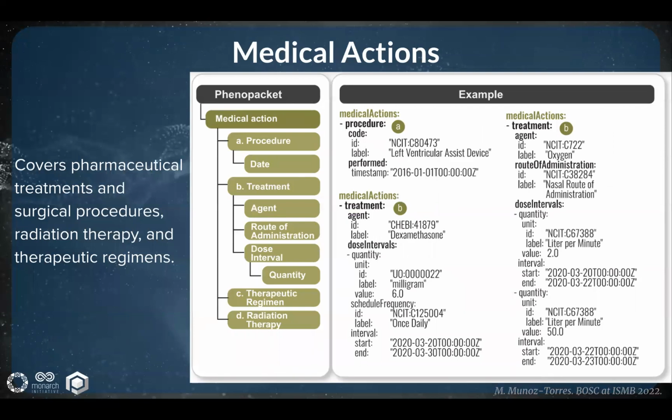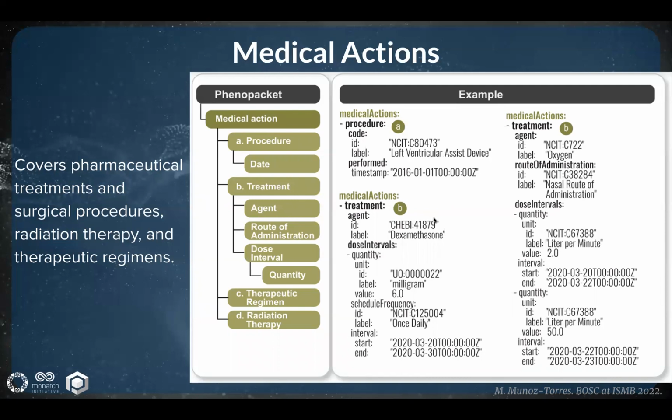These elements cover pharmaceutical treatments, surgical procedures, radiation therapy, and therapeutic regimens. On the left, we see the components of the medical action in the Phenopacket, and on the right, an example using COVID-19 medical actions. The implantation of a left ventricular assist device in 2016 here gives us past medical information that is important as it represents a risk factor for severe COVID-19 infection.